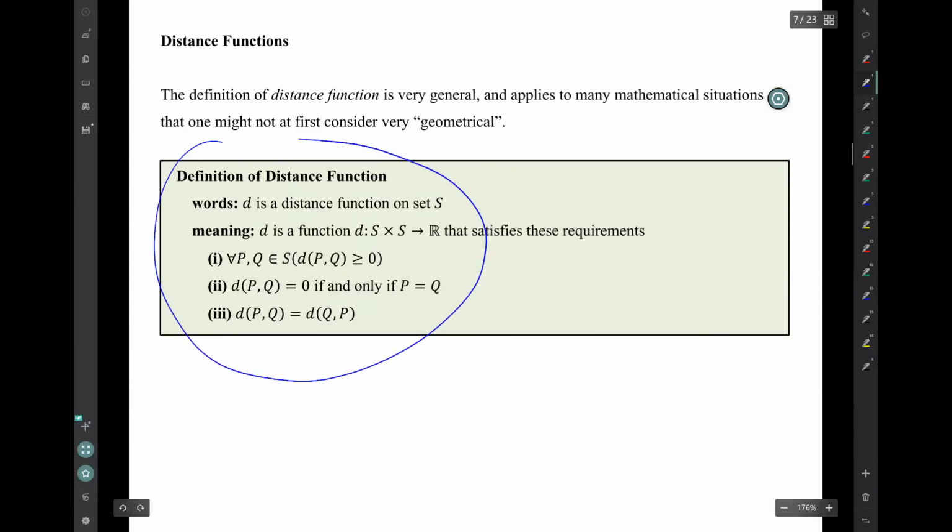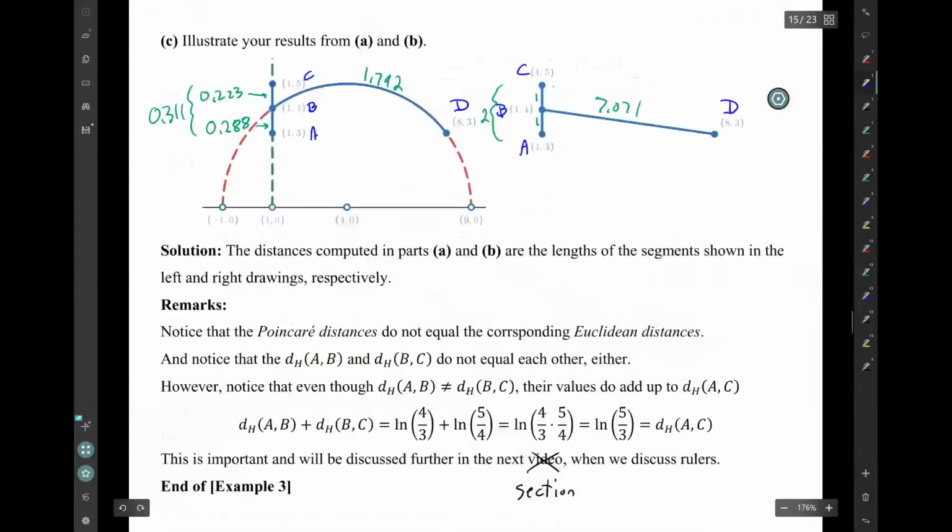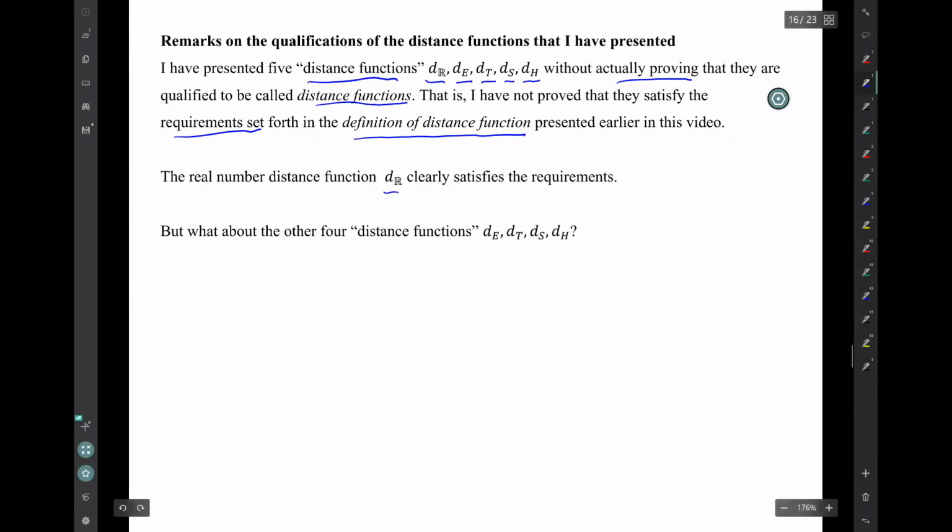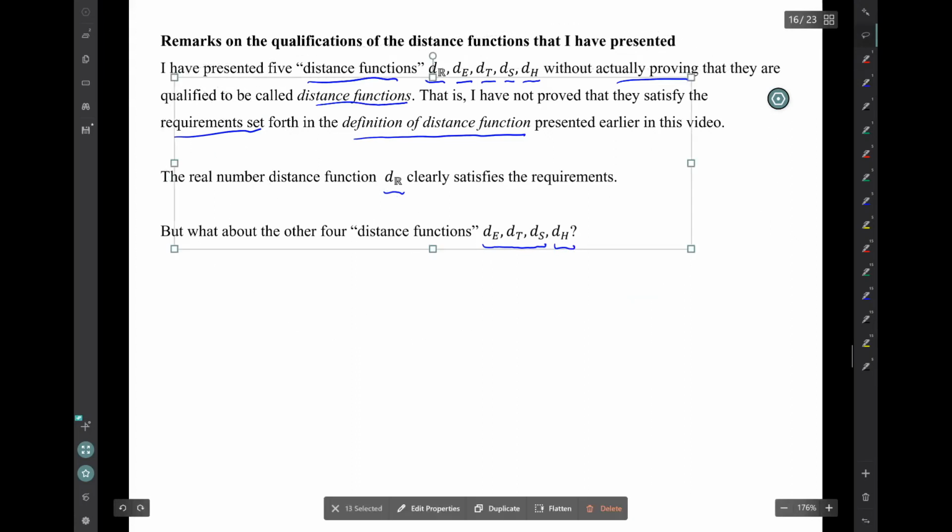I presented 5 things that I called distance functions, but I didn't really confirm that they meet these requirements. Well, the real number distance function, the one involving the absolute value, clearly satisfies those requirements. But what about the other 4 things that I called distance functions? The Euclidean, the Taxicab, and the max distance function on R2, and the Poincare distance function on the upper half plane. Are those really qualified to be called distance functions?